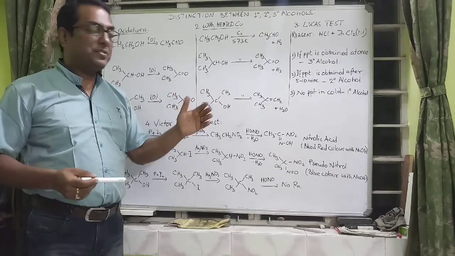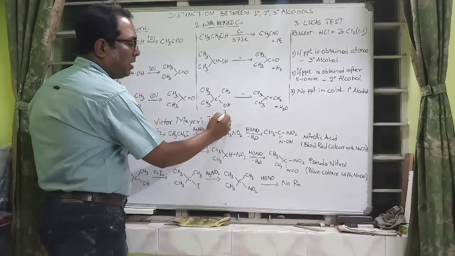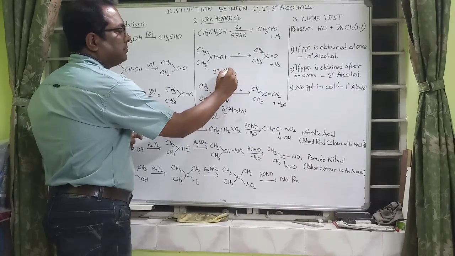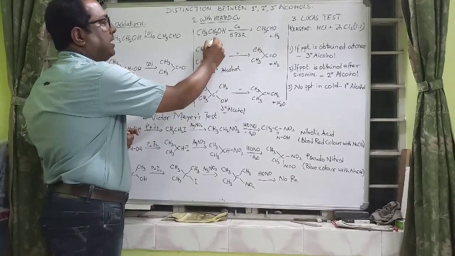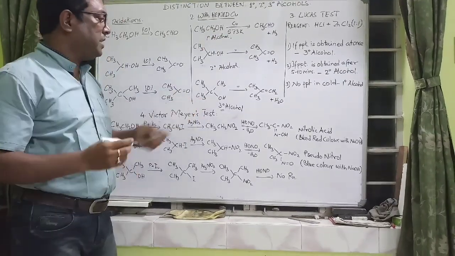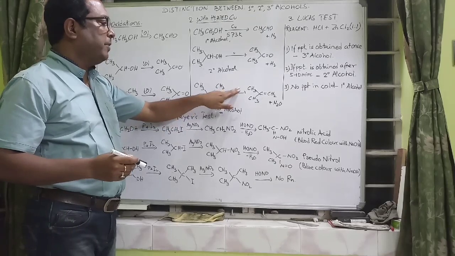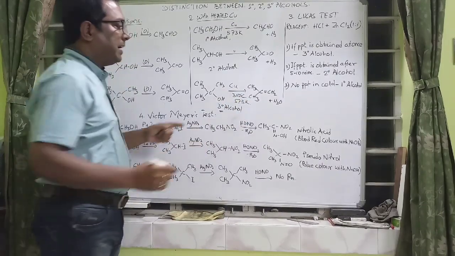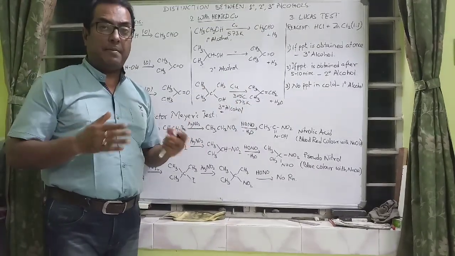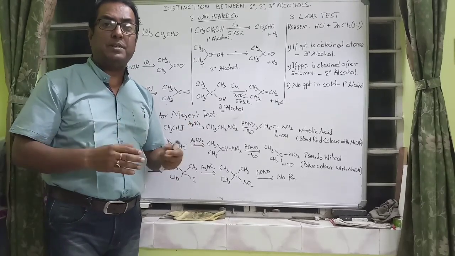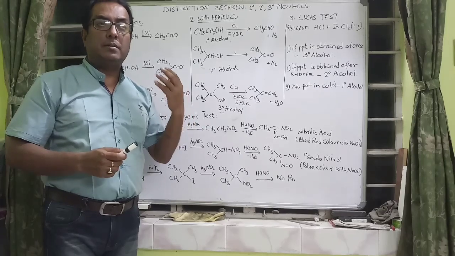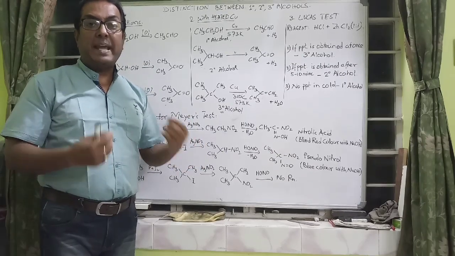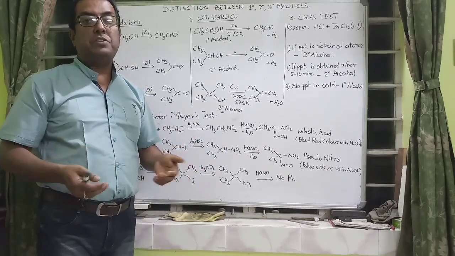Now here we have a very interesting thing. This is the 3 degree alcohol or tertiary alcohol, this is secondary alcohol or 2 degree alcohol, and this is primary alcohol. So in the tertiary alcohol, when we are treating with copper at 300 degrees centigrade or 573 Kelvin, it forms an alkene. And when it forms alkene, remember it is an unsaturated hydrocarbon, and being unsaturated, if you treat it with red color bromine solution, it is going to turn colorless. And when you take pink color KMnO4 solution, it is also going to turn colorless.